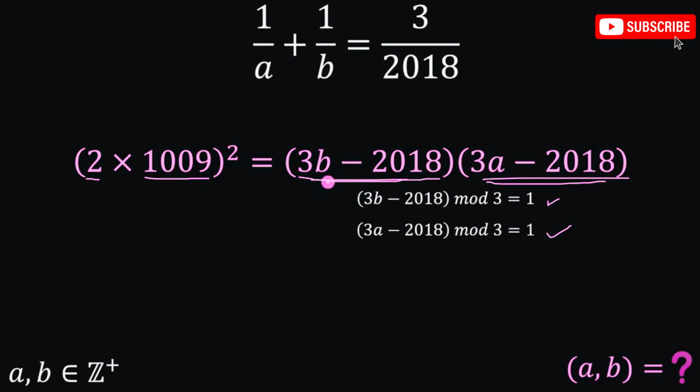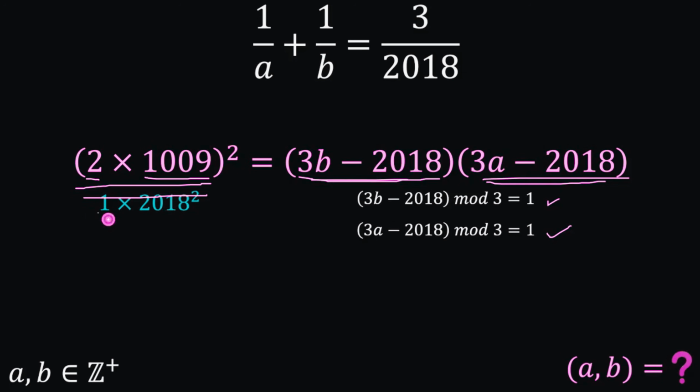Now, it tells us that on the left-hand side, we want 2 factors that are both 1 mod 3. Or if we divide those numbers by 3, we get a remainder of 1. And one of those factors is 1 and 2018 squared. Because, of course, 1, when divided by 3, gives a remainder of 1. And 2018, we know 2016 is divisible by 3.